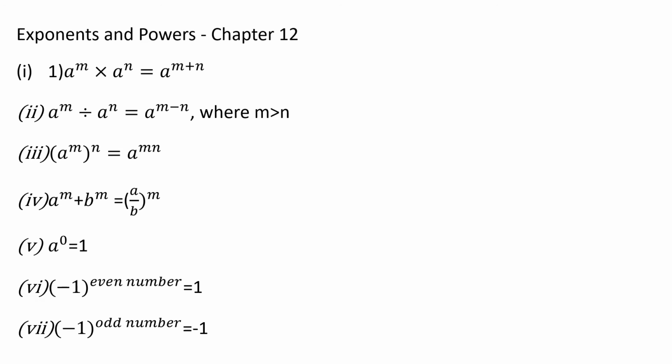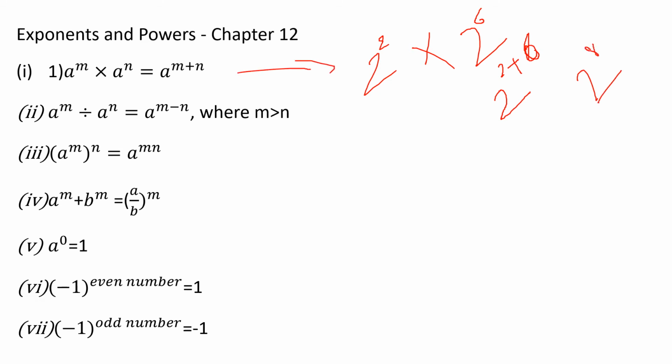Just listen. a power m into a power n. For example, I am giving a question: 2 power 2 into 2 power 6. How will you apply this formula? a power m plus n means 2 power 2 plus 6, 2 plus 6 is 8, so 2 power 8. This is how we apply this formula. So a power m into a power n means a power m plus n.